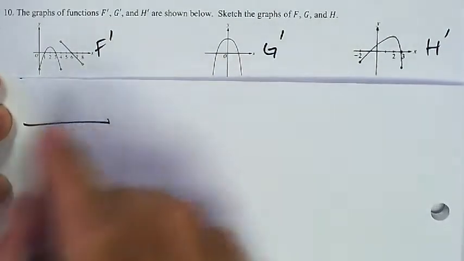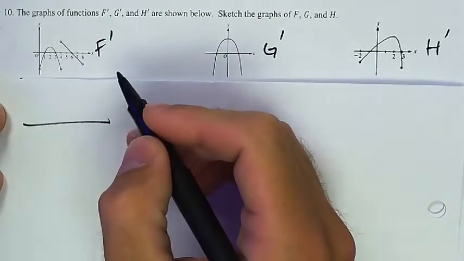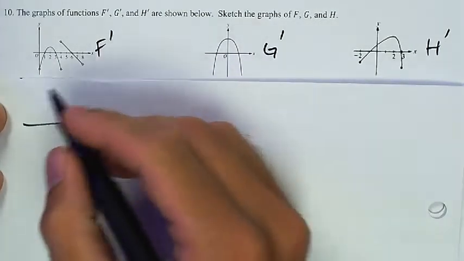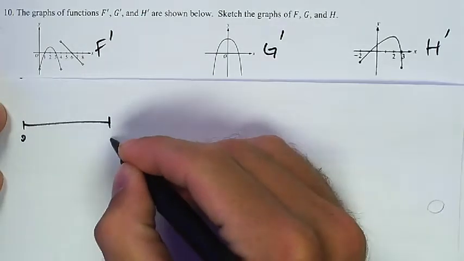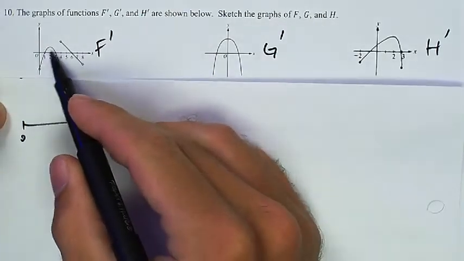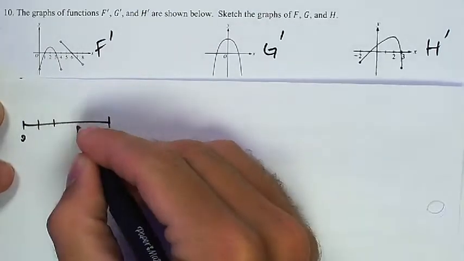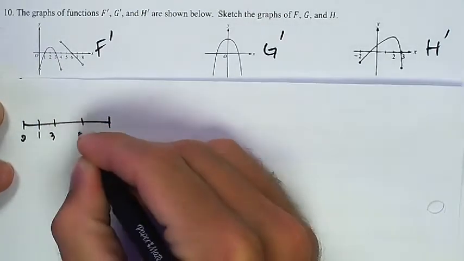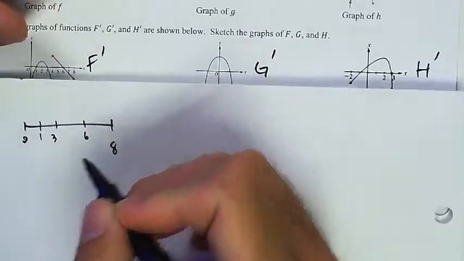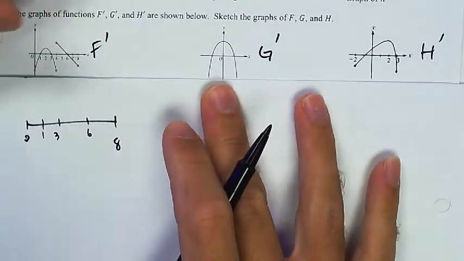Okay, well, I'm going to call that 0, and I'm going to call this 8. So the zeros of the derivative in this case are 1, 3, and 6. Those are going to be important points because the tangent is going to go flat there.